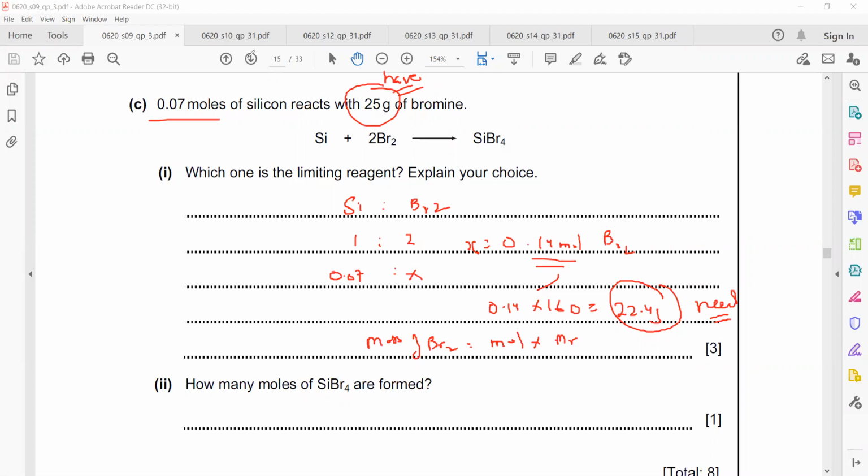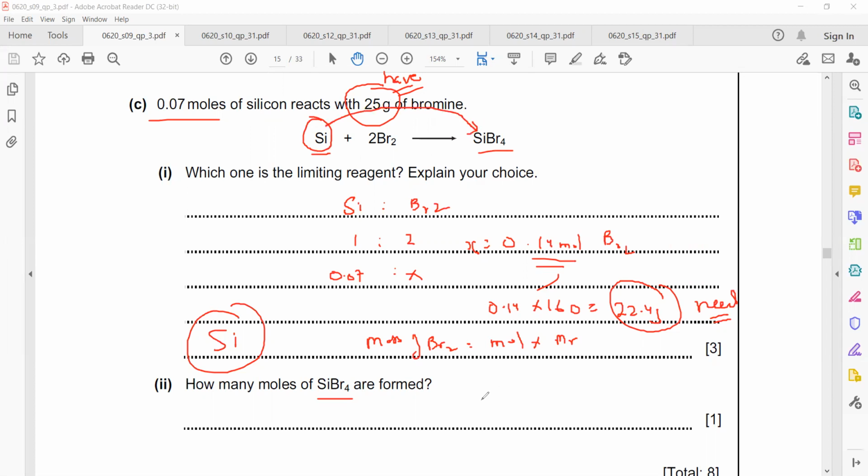So the answer, which one is a limiting reagent? Silicon is a limiting reagent. Then how many moles of SiBr4, silicon tetrabromide, are formed? I told you, whenever you're finding the product, you always take the limiting reagent to get the product. Because if you take an excess reagent, it means the excess one is not completely used up, so you'll get a wrong amount of product. So the limiting reagent decides how much product is formed.